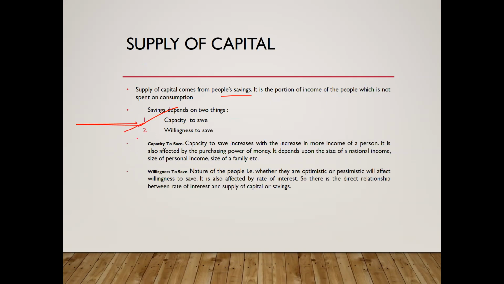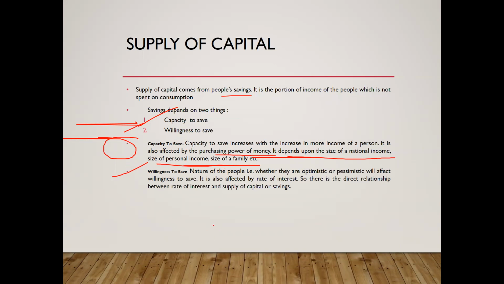Capacity to save increases with the increase in income of a person. It is also affected by the purchasing power of money. It depends upon the size of national income, size of personal income, and size of family income. If your family income is more and only one person is doing the expenditure, the rest of the people are saving their income.